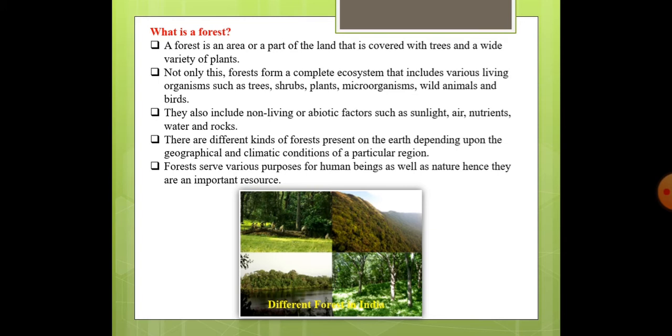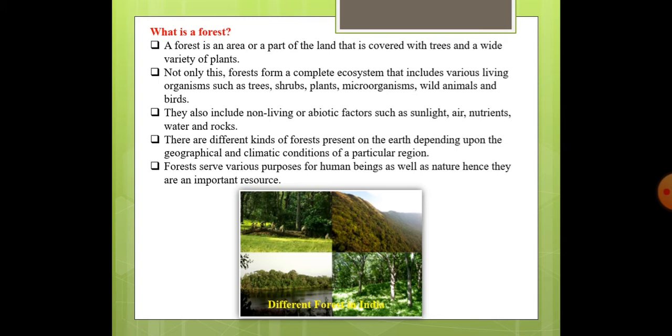There are different kinds of forests on the earth depending upon the geographical and climatic conditions of a particular region. We know that the whole world was divided into different biogeographical realms, and accordingly there are different geographical differentiations. Climatic conditions are different. For example, in the Arctic region the temperature is very low, around minus 25 degrees, and in Antarctica it is the same. But Asia or India is a tropical land with temperate seasons, and this depends upon the climate and geographical area.